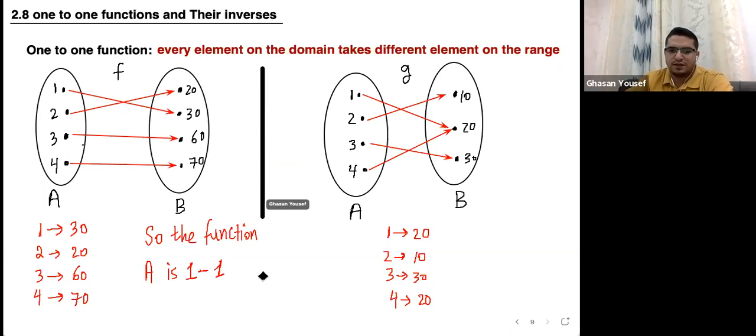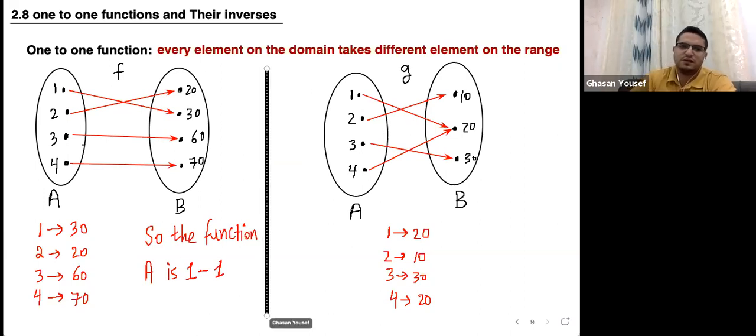Now look at the second function, g. Is it one-to-one? Ryan said no, because 1 and 4 go to 20. Exactly. 1 takes 20, okay. 2 takes 10, still different. 3 takes 30, still different. But 4 takes 20, which is the same as what 1 takes.